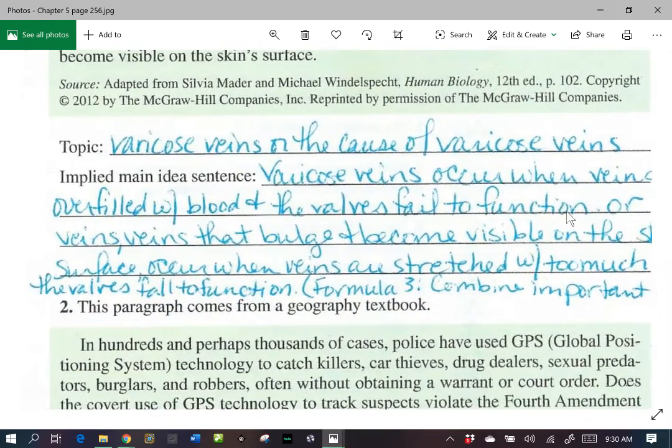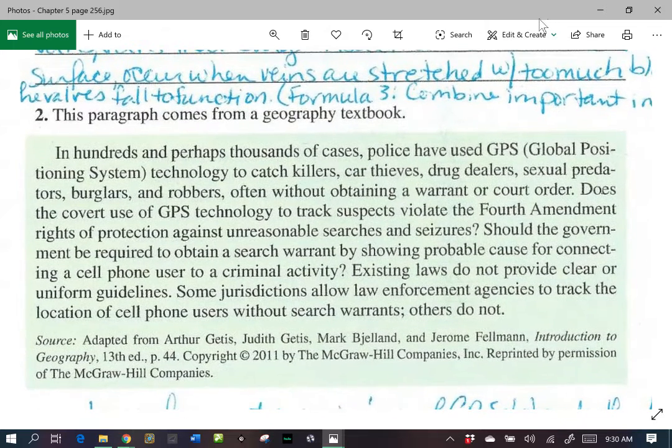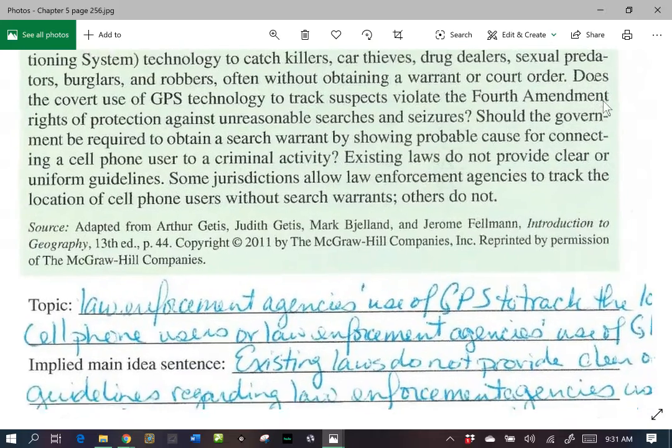Let's take a look at paragraph number 2. It's from a geography textbook, and it reads, in hundreds and perhaps thousands of cases, police have used GPS, global positioning system technology, to catch killers, car thieves, drug dealers, sexual predators, burglars, and robbers, often without obtaining a warrant or court order. Does the covert use of GPS technology to track suspects violate the Fourth Amendment rights of protection against unreasonable searches and seizures? Should the government be required to obtain a search warrant by showing probable cause for connecting a cell phone user to a criminal activity? Existing laws do not provide clear or uniform guidelines. Some jurisdictions allow law enforcement agencies to track the location of cell phone users without search warrants. Others do not.